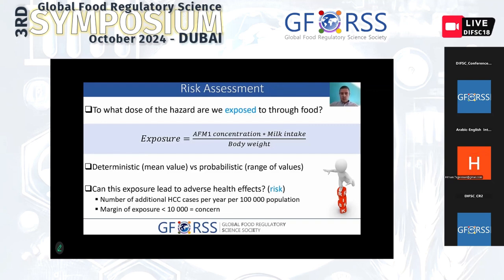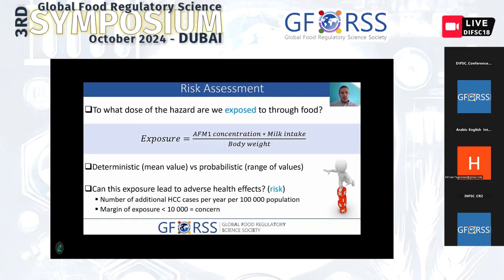Once the exposure dose has been determined, it is possible to calculate the risk incurred by a population through the consumption of a particular food, in our case, again, milk, with regard to a specific health effect. For example, you can calculate the impact of AFM1 on the number of specific cancers. In our case, we calculated the number of HCC cases per year per 100,000 population that was caused by AFM1 exposure through milk.